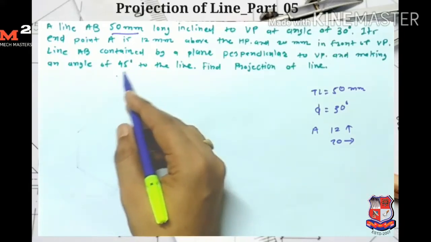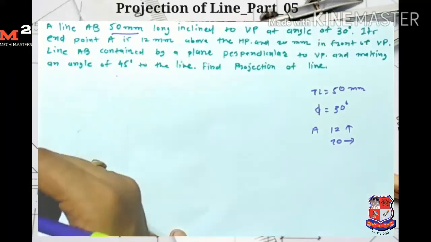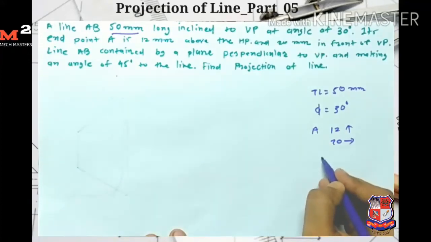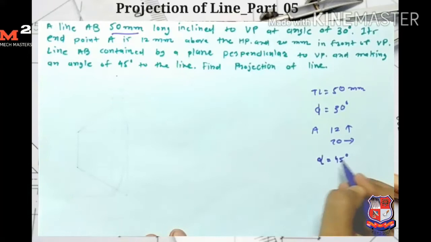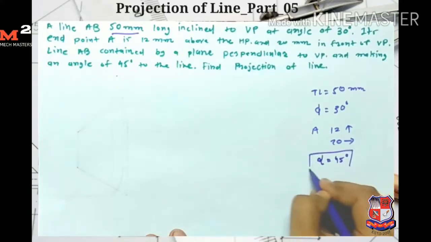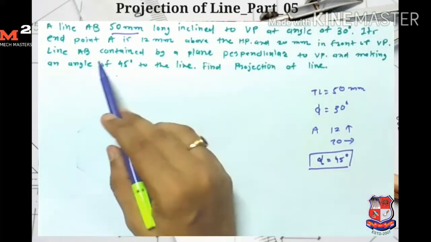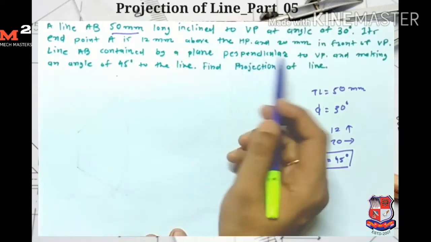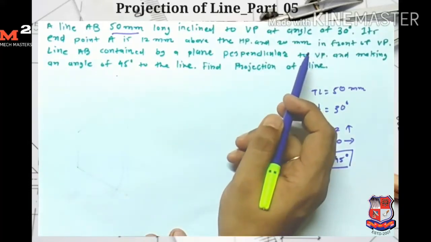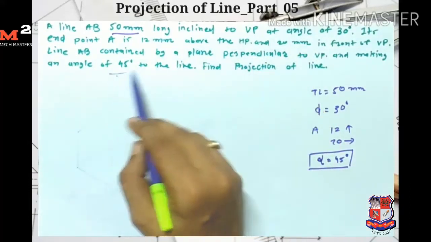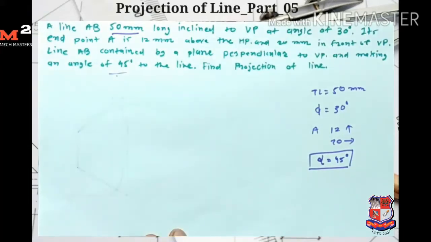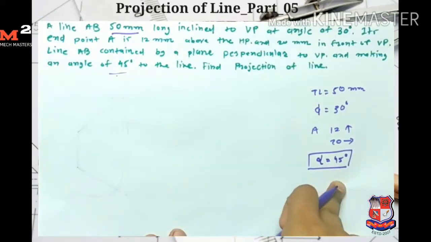So it's the angle made by our final front view. This angle is the apparent angle alpha. This data is very important to understand. Here the line is contained by a plane which is perpendicular to the VP, so this is the angle made with the HP. An angle made with the HP we represent by the inclination angle alpha. So here alpha is given as 45 degree.